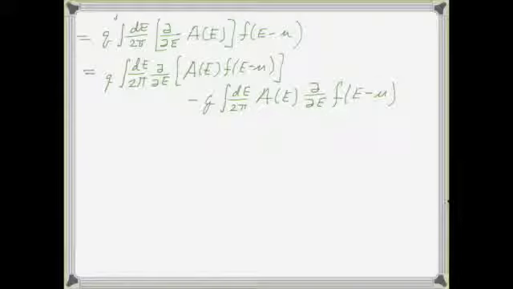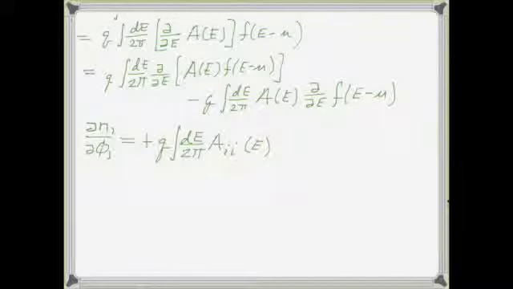And so what we finally use is that dn_i/dφ_j is equal to negative q times the integral dE over 2 pi of A_i(E), put a plus sign there, and then negative d/dE f(E minus mu), times delta_{i,j}.